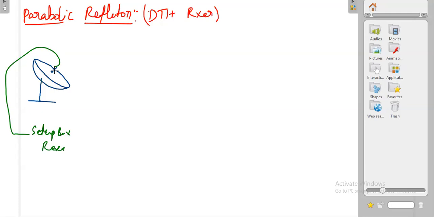So what is happening? The signal does not go directly to the feed, but actually falls like this. The signal will be coming like this, like this. But the shape is such that any reflected signal will go to this feed. That is the idea of the parabolic reflector. If you simply receive the direct signal, you will receive very little signal. That signal strength is not enough because the signal comes from the satellite at a very long distance. So to increase the signal power, we are using the parabolic reflector.